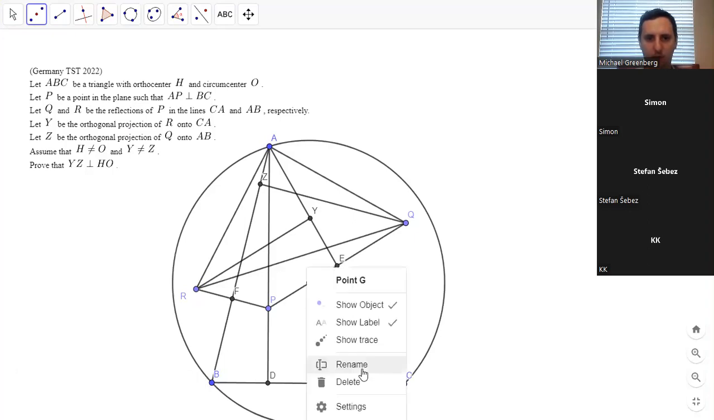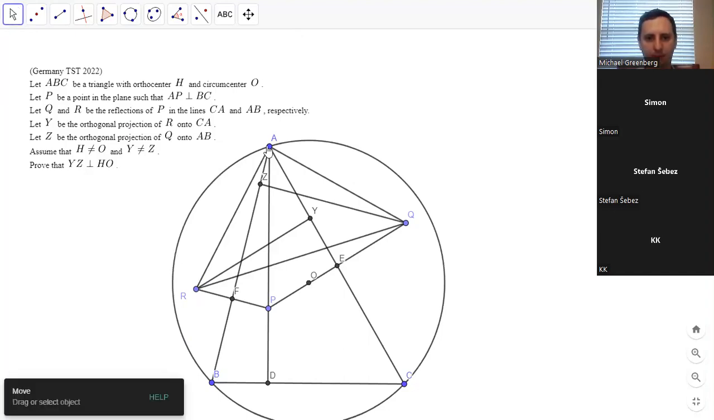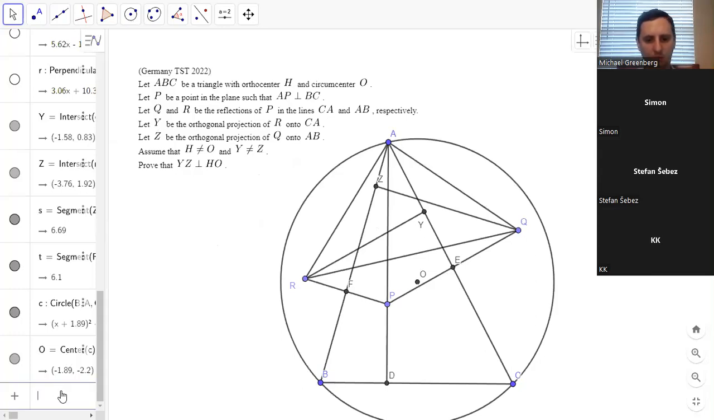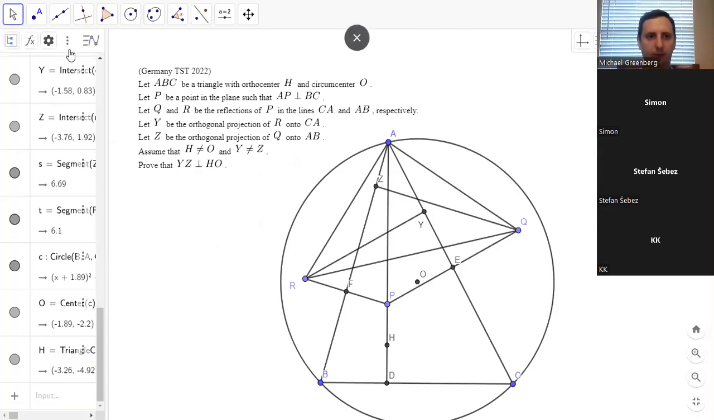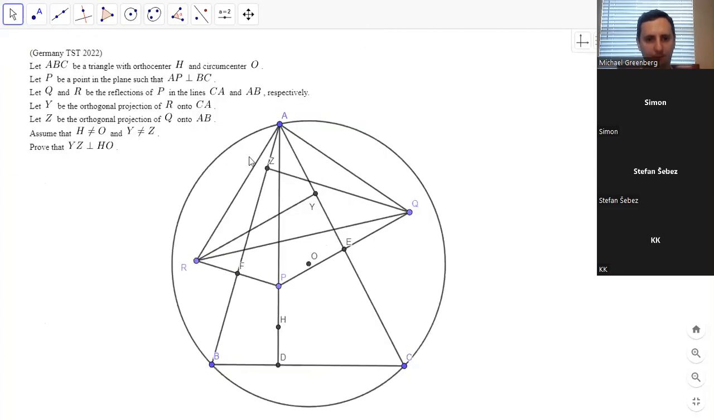Okay, so this is O. Let me make it look like it doesn't lie on PE. There we go. And then I draw the orthocenter H. Okay. We want to show YZ is perpendicular to HO. Looks like a tricky problem.